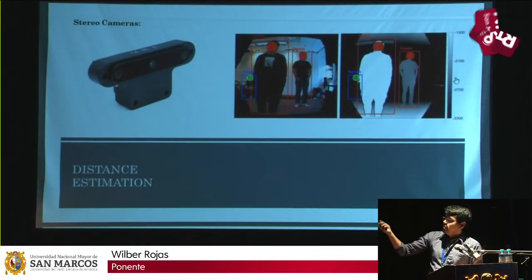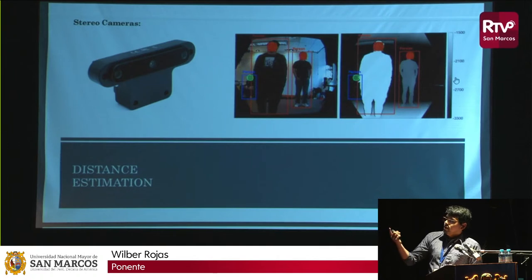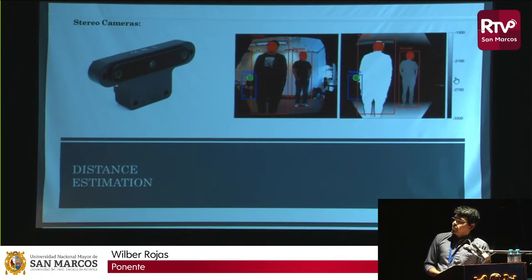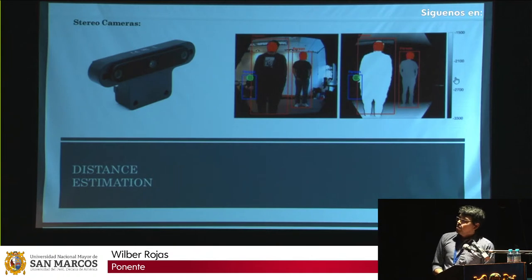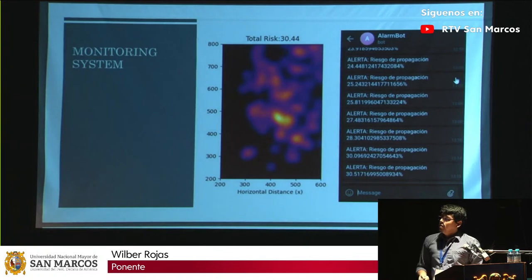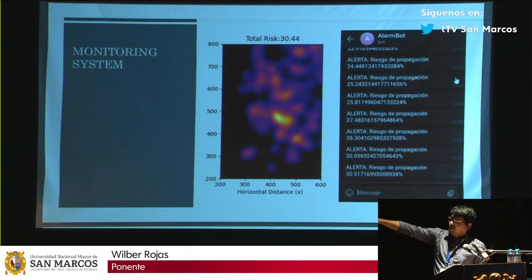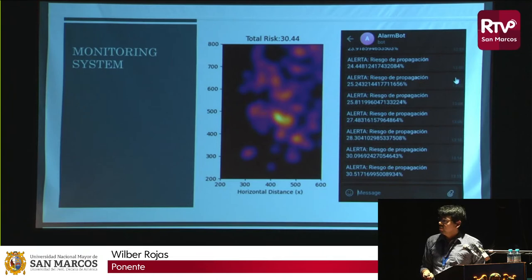We also implement stereo cameras to get a more complex analysis. These stereo cameras were given by OpenCV. OpenCV sponsored us, so they sent us a lot of cameras, and we implemented them in the project, and we get a heat map to get the total risk and the parts of the room that are the most dangerous. And also, Telegram sends us a notification when the risk is higher than a threshold.